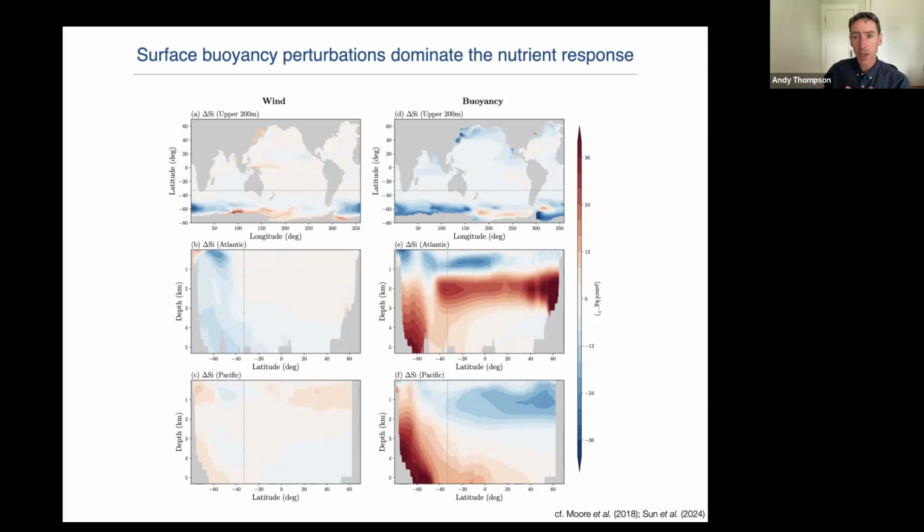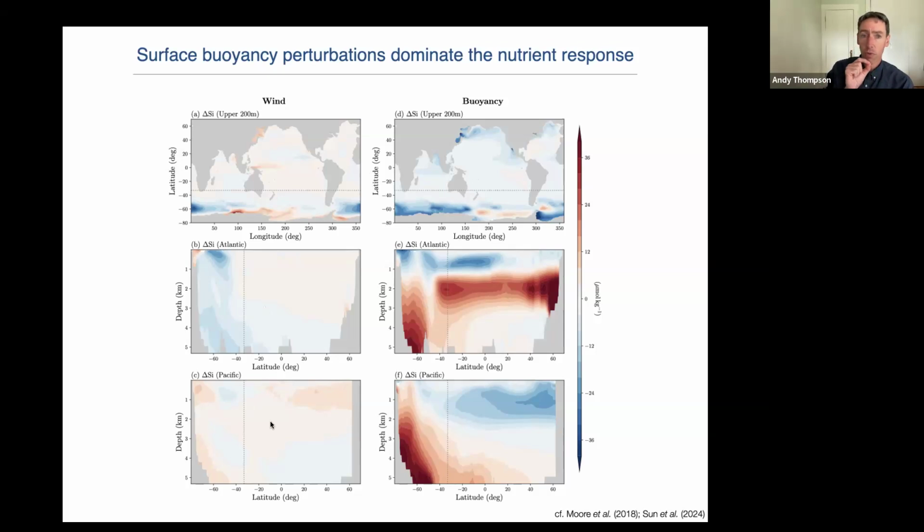So I'm just going to show you here results from one other experiment where we looked at changes in the silicate concentration, both at the surface ocean, which is what these upper panels are showing, and then as a function of depth and latitude in both the Atlantic basin in these middle panels and the Pacific in these lower panels.